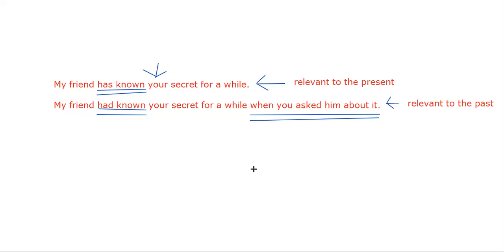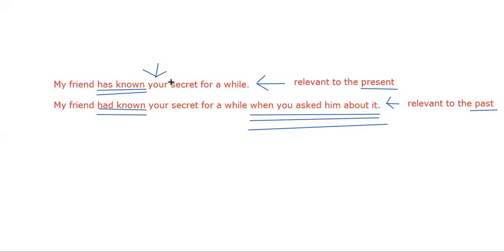So the difference here is that while both have an action that starts in the past and leads up to another point in time, this one implies that this action leads up to the present, and this one implies that this action leads up to another point in time in the past. So this one's relevant to the present, that one's relevant to the past. And this other point in time in the past is when you asked them about it. As you can see, the past perfect doesn't make much sense by itself unless you have some additional context. And this could be implied. It doesn't actually have to be stated.